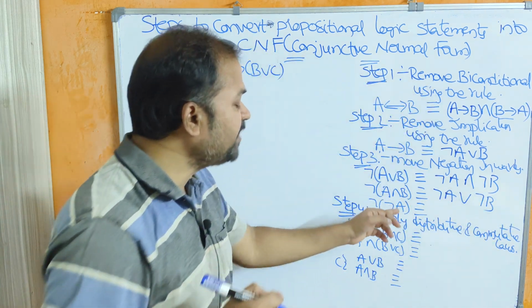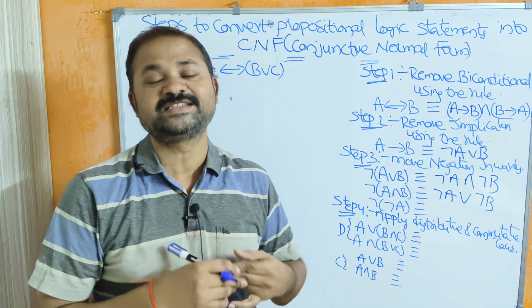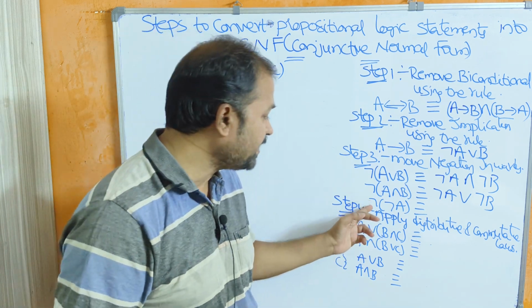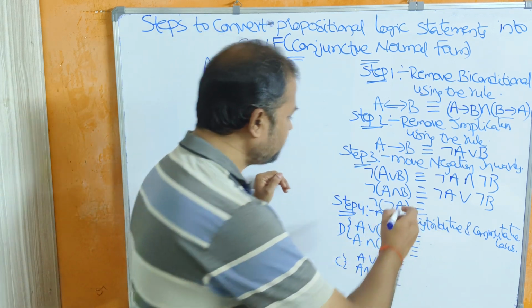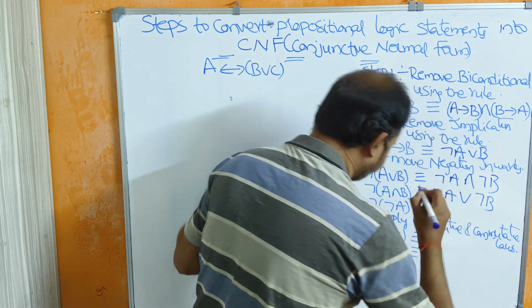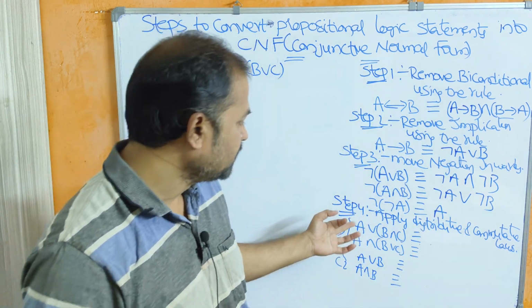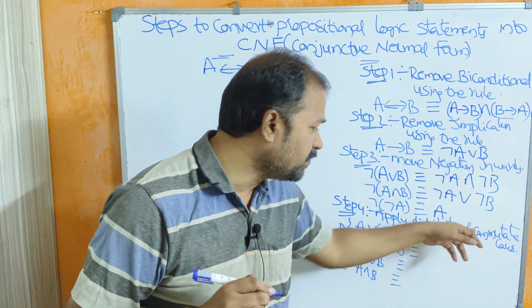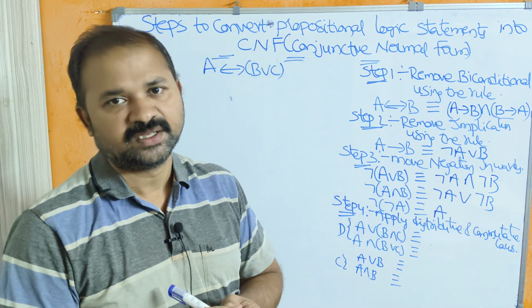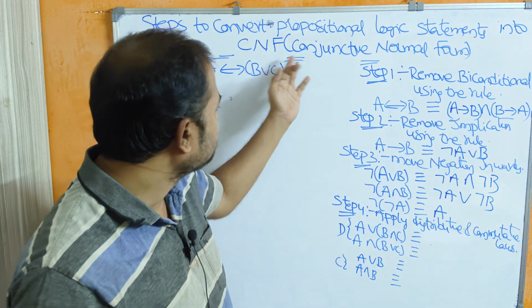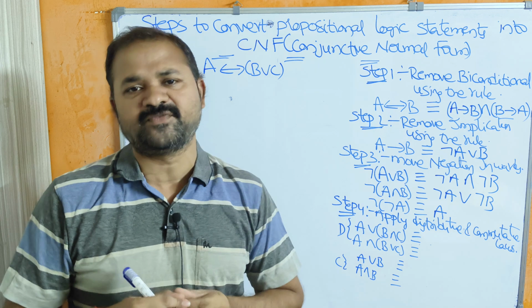Next, negation of negation A is equal to A. This is the double negation law: we are applying the negation twice, and A is the result. Step 4, apply distributive and commutative law till we get the statement in conjunctive normal form.